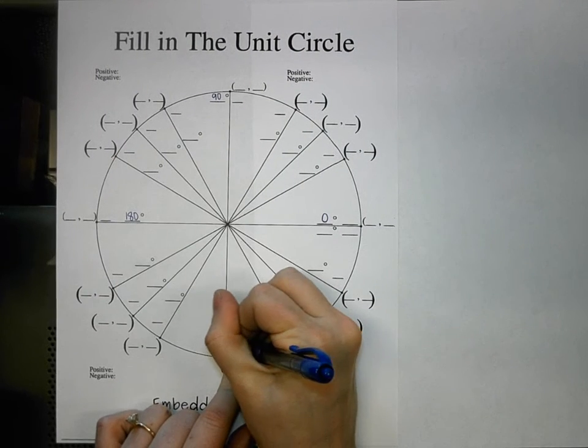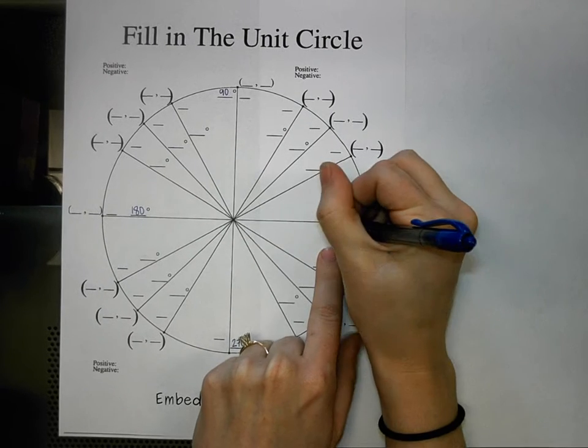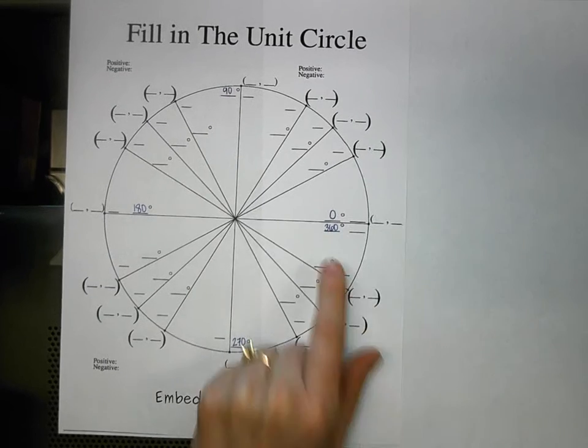Another quarter turn is 270. And all the way around the circle is 360.